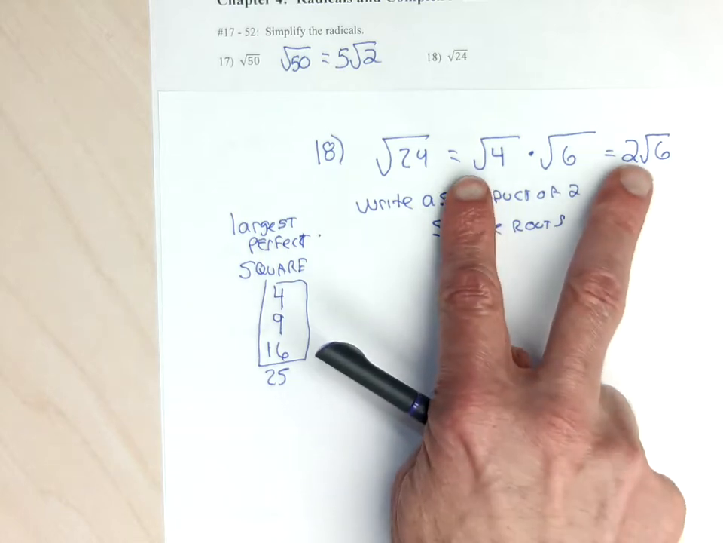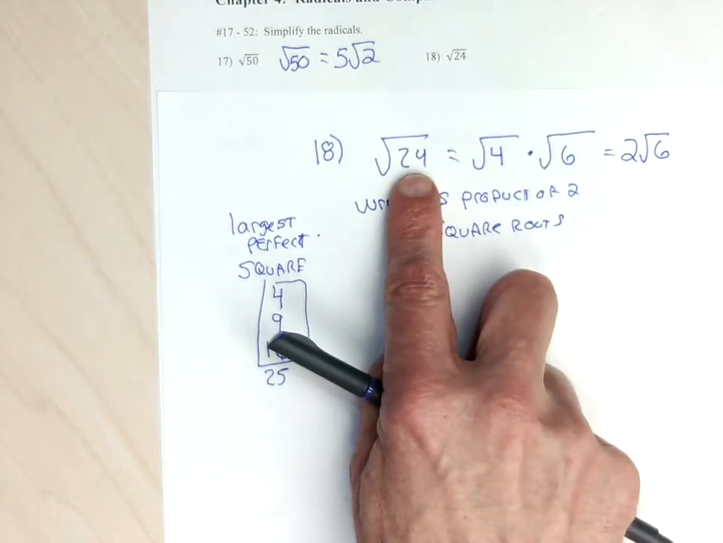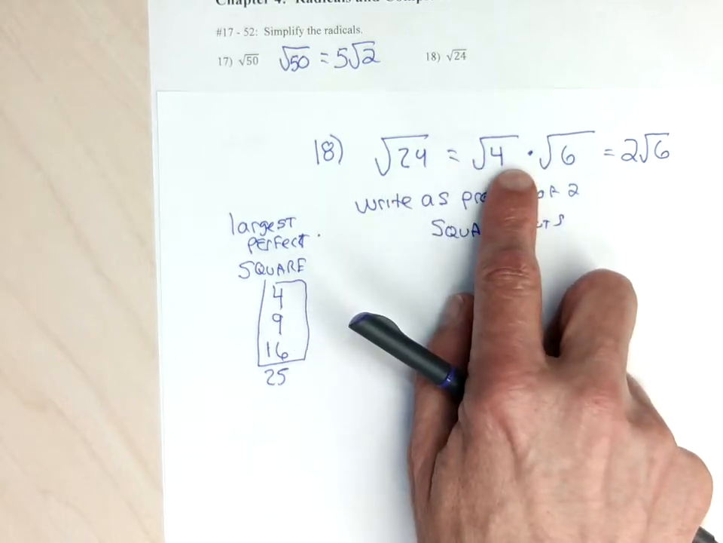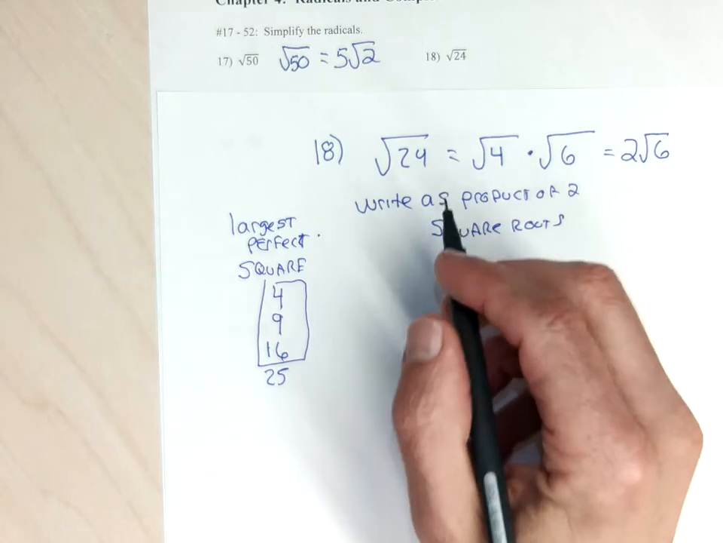So I'd call this the clever way to reduce this. If you can think of two factors of 24, where one of the factors is the largest perfect square that divides evenly into 24, that's the money way to reduce. This is the two-factor strategy.